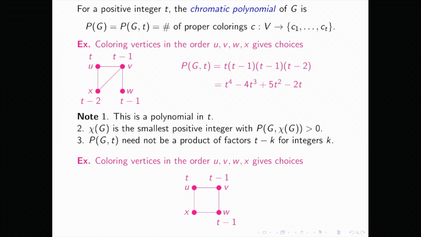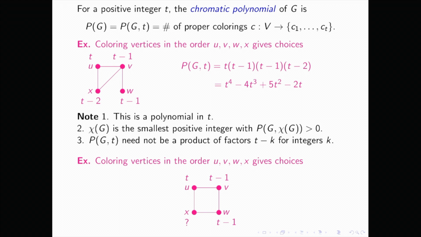But now look at X. Now we've got a problem. What's the problem? Well, the problem is X is adjacent to both U and W. Now, U and W could have the same color because they're not adjacent. If so, then there's T minus one choices for X. But if U and W have different colors, then there's T minus two choices for X. Which one are we going to choose? It's not at all clear.